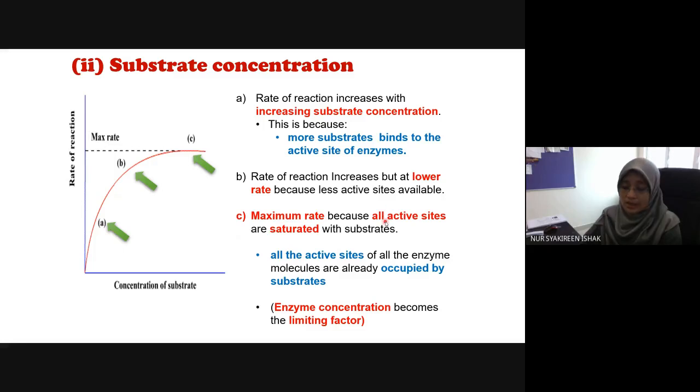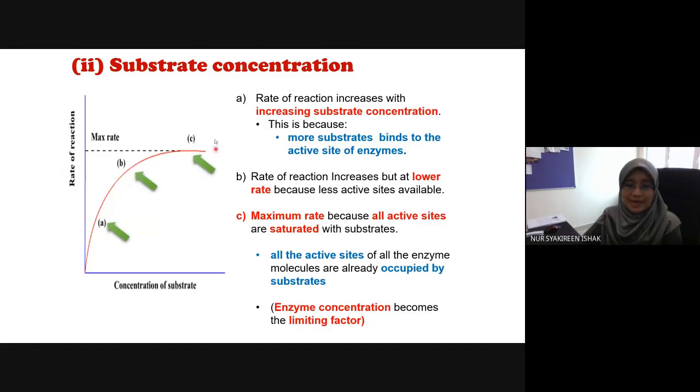So what does it mean? If you keep on increasing the substrate concentration but you have limited amount of enzyme, then adding more substrate causes all of the active sites of the enzyme to be bound to substrate. So the enzyme is now saturated with substrate. All the active sites of the enzyme molecules are already occupied by substrate. So here, enzyme concentration becomes the limiting factor.